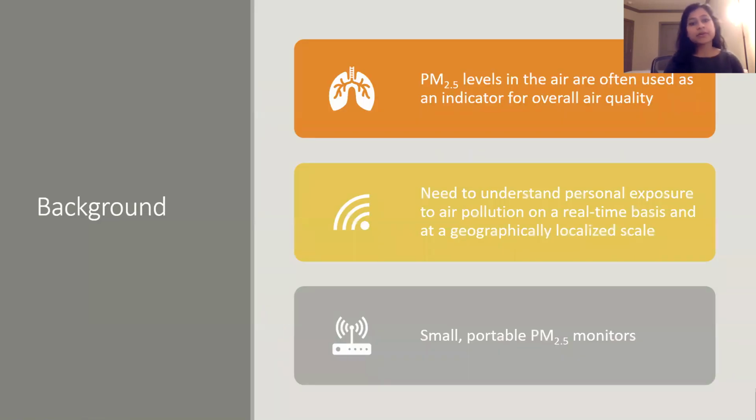To give you some background, PM2.5 particles are fine particles with an aerodynamic diameter of less than 2.5 micrometers, and PM2.5 levels in the air are often used as an indicator for overall air quality. Many studies in the past have shown a positive relationship between high levels of PM2.5 and adverse health outcomes.